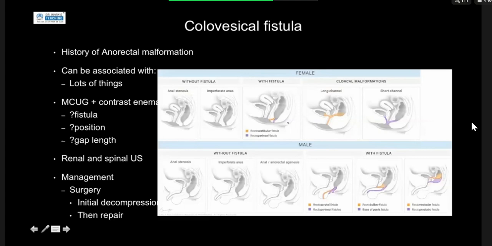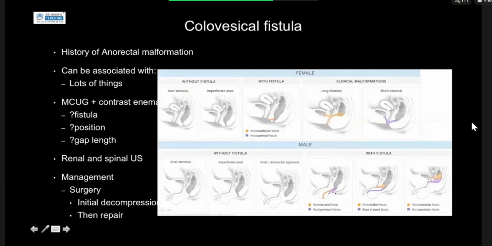And this is just to show you the range of cloacal malformations and fistulae that we can see. So it can be different between male and female patients. Female patients can have just some narrowing of the anus, or they can get an imperforate anus, but no fistula formation. Or they can have a fistula with the bladder or the urethra. But they can also get cloacal malformations where they get a single channel draining the bladder, the vagina, and the rectum. So the spectrum of abnormalities is greater in a female patient than it is in a male patient.